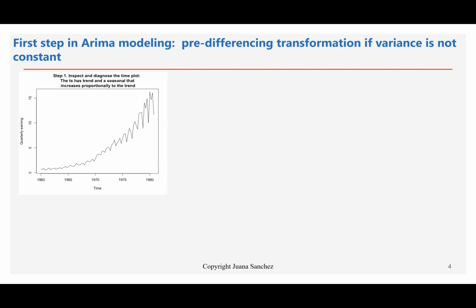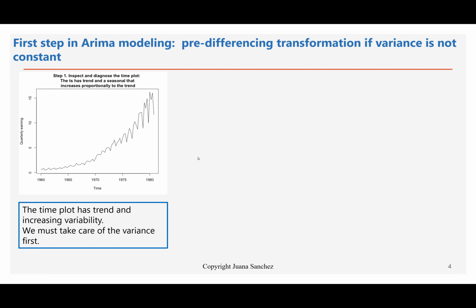Well, it has a trend. We are looking again at the Johnson & Johnson time series that comes with R. We see that it has an upward trend. There is increasing earnings, and then there is a seasonal component whose amplitude increases proportionally to the trend over time. So it looks at first glance, by looking at the plot, that the variance of the time series is increasing. So the time plot, we conclude, has trend and increasing variability.